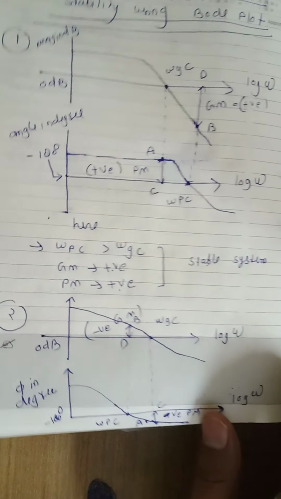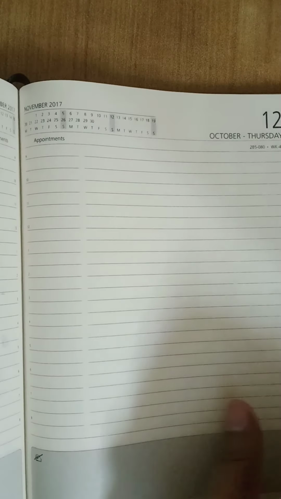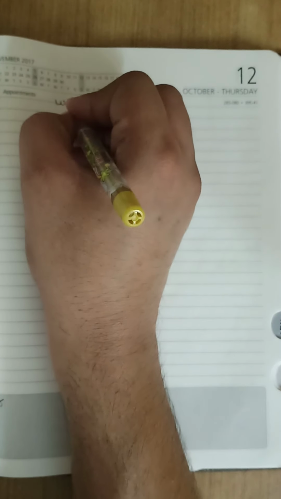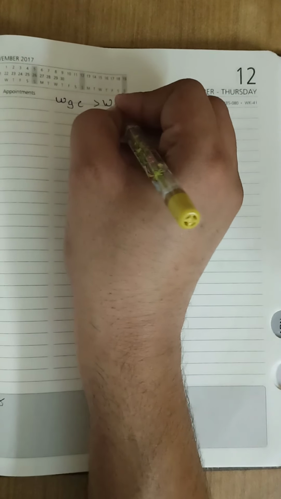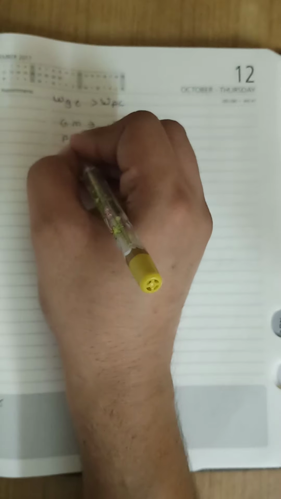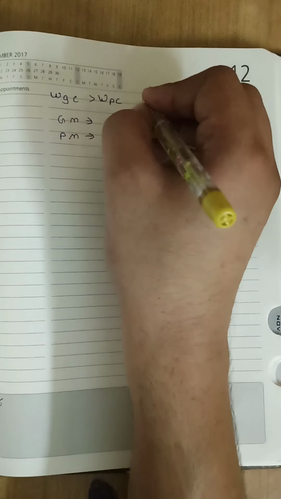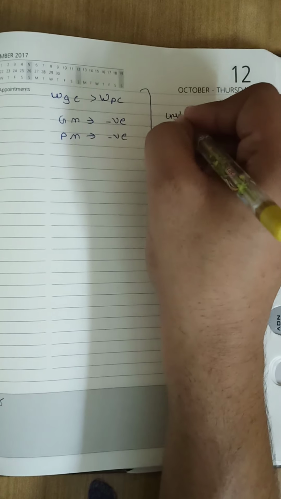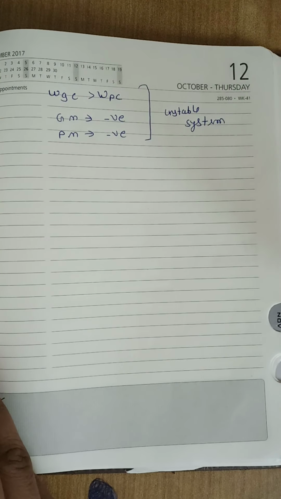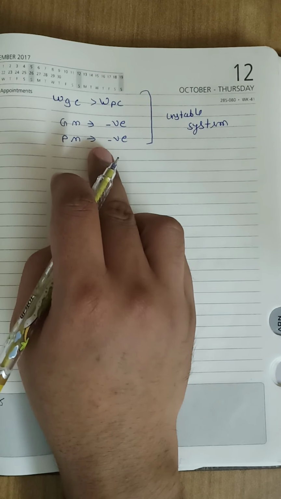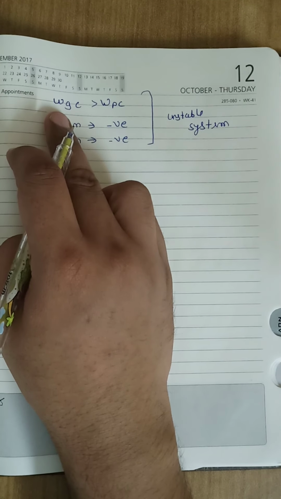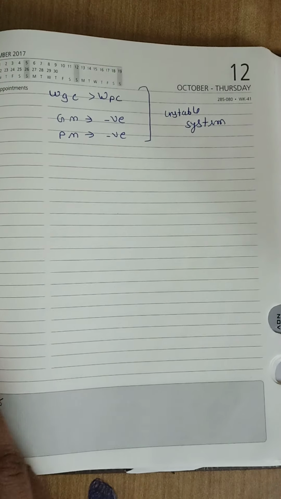So what is the conclusion? According to the second plot, gain crossover frequency is greater than phase crossover frequency, gain margin is negative, and we have negative phase margin, so we have an unstable system. This is the condition for the unstable system. If we have a negative gain margin and negative phase margin, we have an unstable system. Or you can say if gain crossover frequency is greater than phase crossover frequency, we have an unstable system.